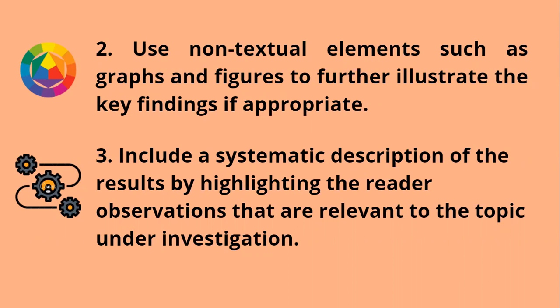Number three, include a systematic description of the result by highlighting the reader observations that are relevant to the topic under investigation. When we say systematic description, this includes the process of getting result. What approach did you use? Is it survey, observation, interview? You need to tell your reader or include the process of how you gather your information, because this is going to be relevant. This is how they validate your work if it's reliable or not.